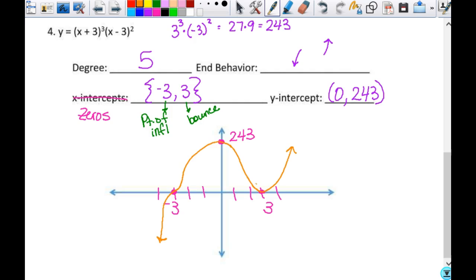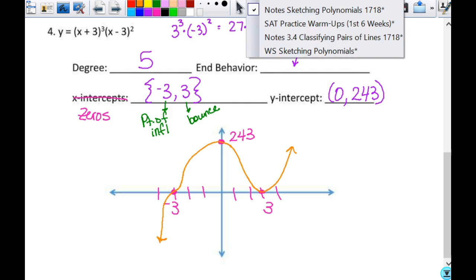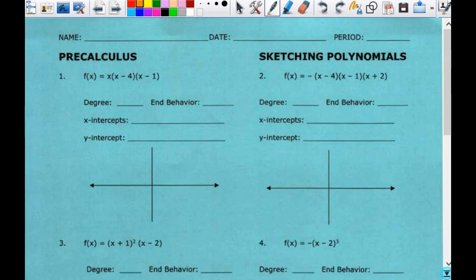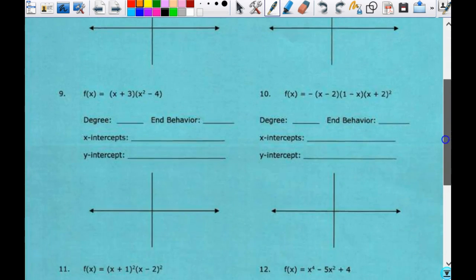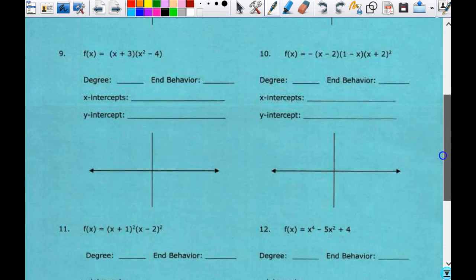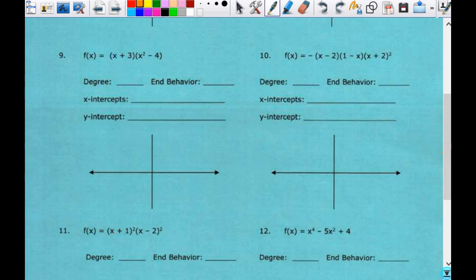I got to have you fix something. I want you to look at number 9 first. No, nothing wrong with number 9. Number 10 is the one we need to fix. So on number 10, where it says 1 minus x, you should change that to x minus 1.